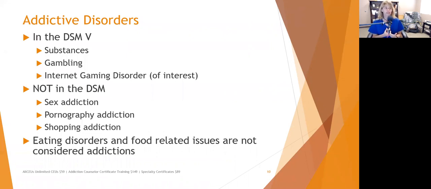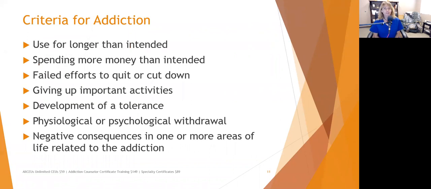Bulimia co-occurs with alcoholism about 60% of the time. So that just kind of gives you an idea about how frequently they co-occur. So criteria for addiction, like I said, a lot of times some of these behavioral things also meet these criteria. So think about them as we're going through them.